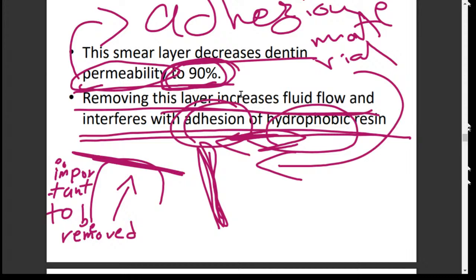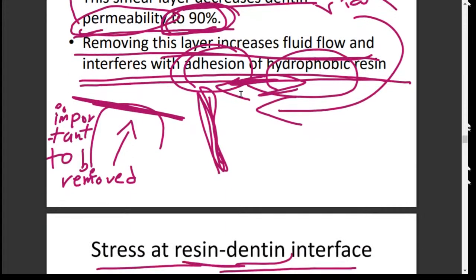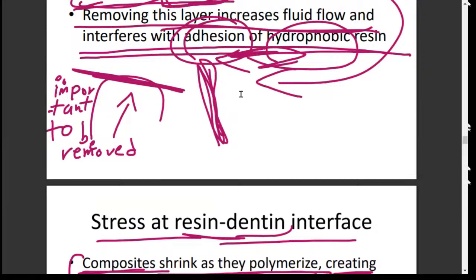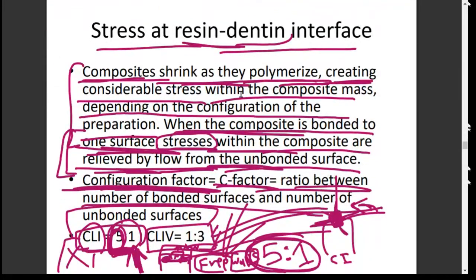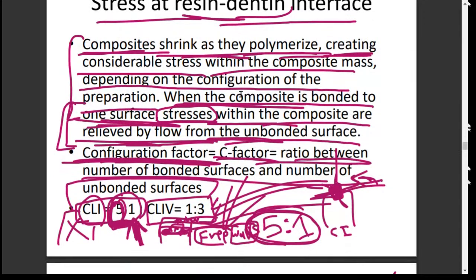Removing this with an etching material increases the fluid flow and interference of adhesion of hydrophobic resin. The stress at the resin-dentin interface makes a composite shrinkage, consideration, and configuration factor.